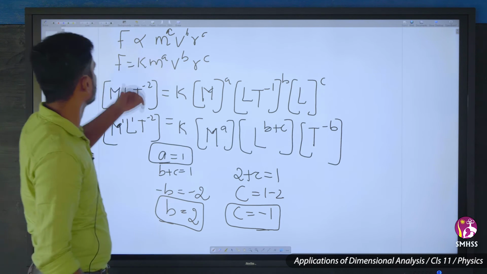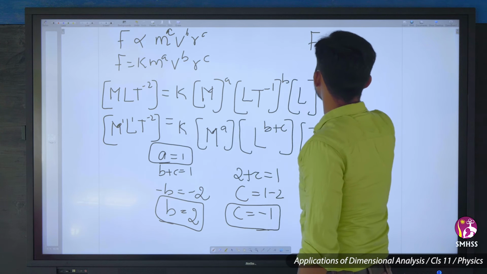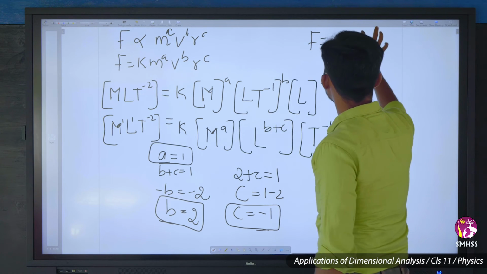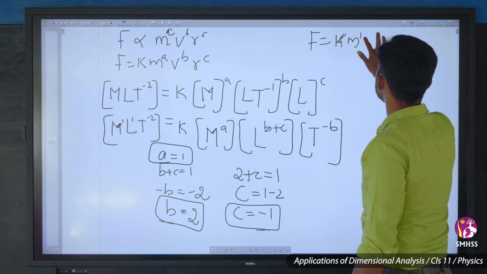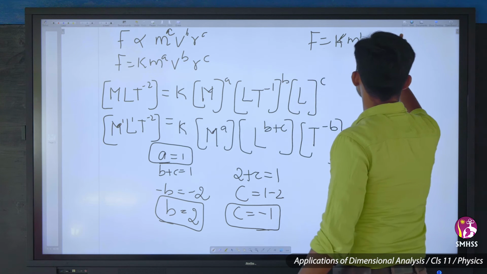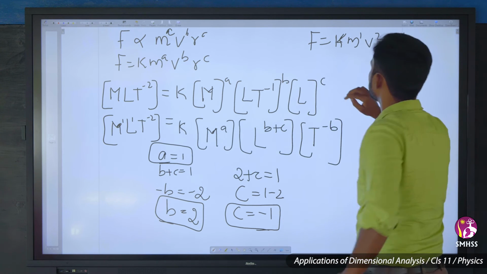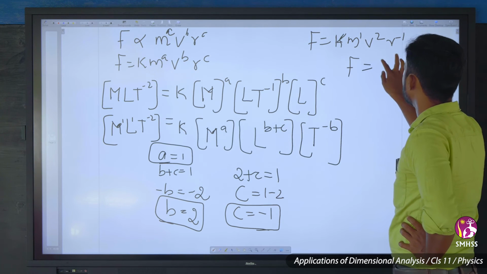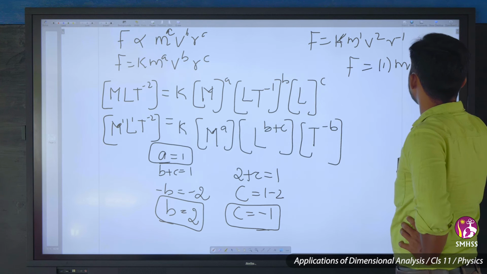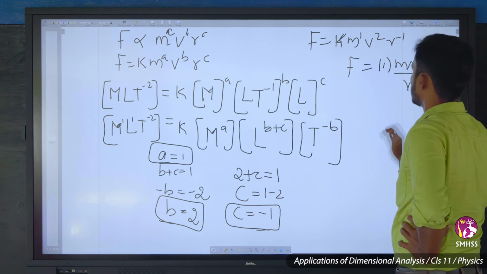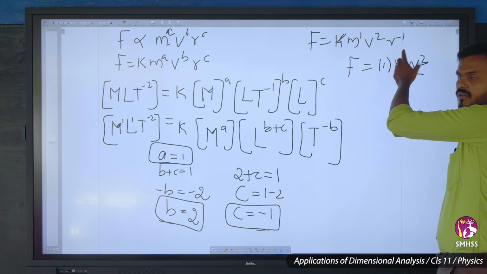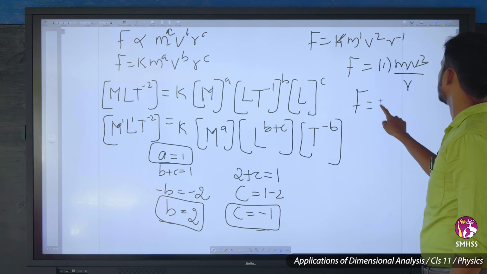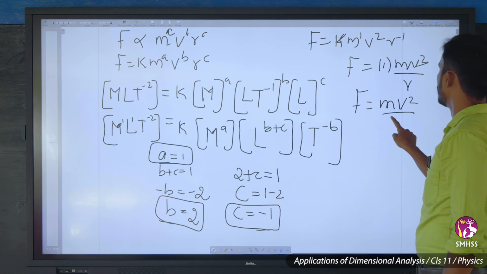So, now substitute that in the first equation. F is equal to K M power A is 1, for V it is 2, for radius it is minus 1. Substituting, K is 1, so 1 into M V square by R. R inverse is in the numerator, so it comes to the denominator, it is R. So, F is equal to M V square by R.